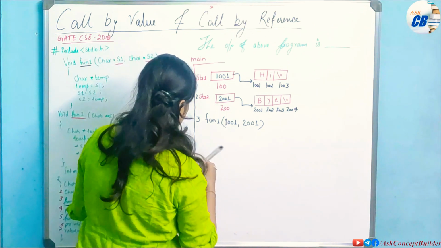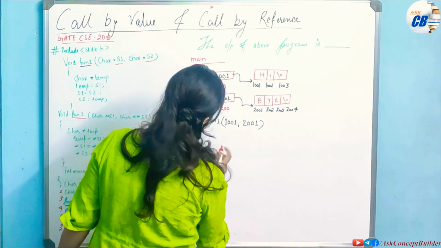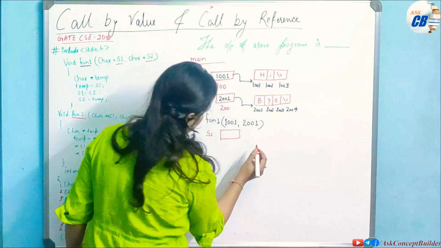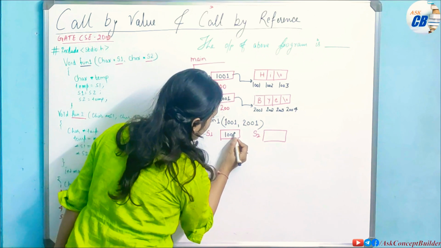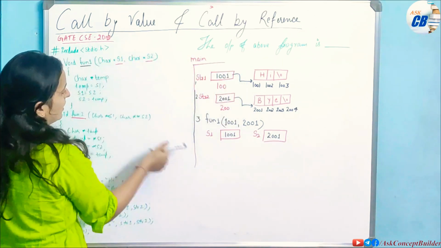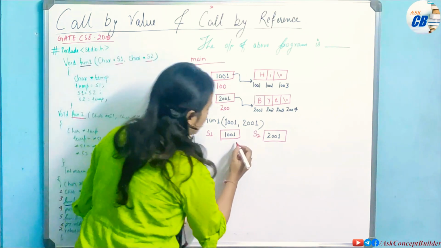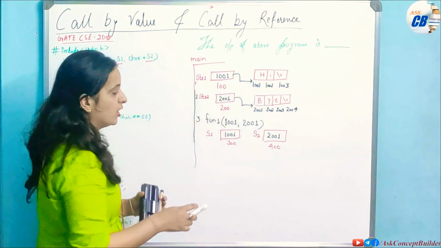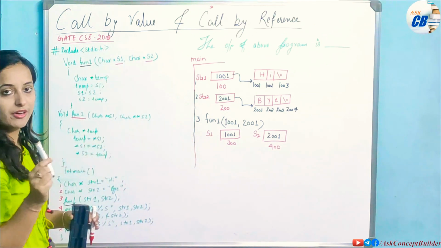Now let us suppose this is your s1, and this is your s2. Fine. S1 is getting the value 1001, and S2 is getting the value 2001. These S1 and S2 will also be stored at some memory location. Let us suppose this is at 300 and this is at 400. So these are getting these values, and when we call this fun1 function, we will enter the fun1 function.